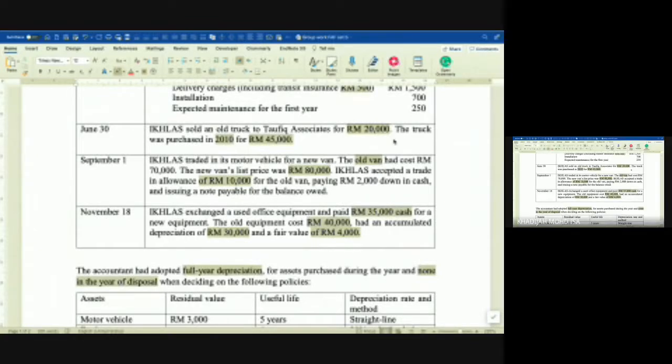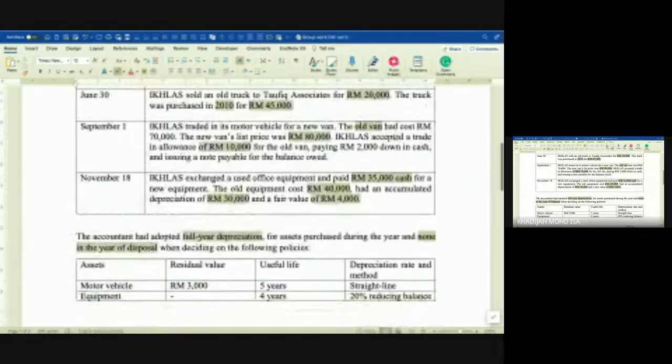53,600. Very good. How do you get that 53,600? 70,000 is the cost minus 3,000 residual value. We got 67,000. Divide by 5 years. And then times by 4 years. Why 4 years? Because you acquired the van in 2010, 2011, 2012, and 2013. No depreciation in the year of disposal. So that's why it's only 4 years. So you times by 4, that's how you get 53,600, right?